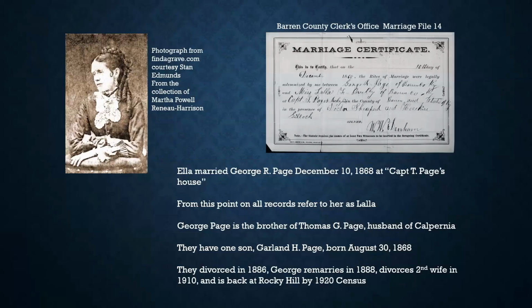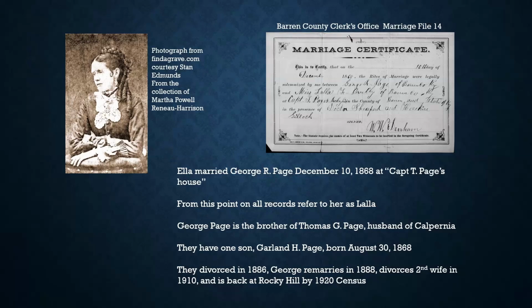So Virginia's daughter Ella marries George R. Page in 1868, and George is Thomas Page's brother. At this point, Ella starts going by Lala instead of Ella in the records. I think this is probably more a pronunciation issue than anything, just that southern drawl, Ella, Lala. But she goes by variations of Lala from this point forward.